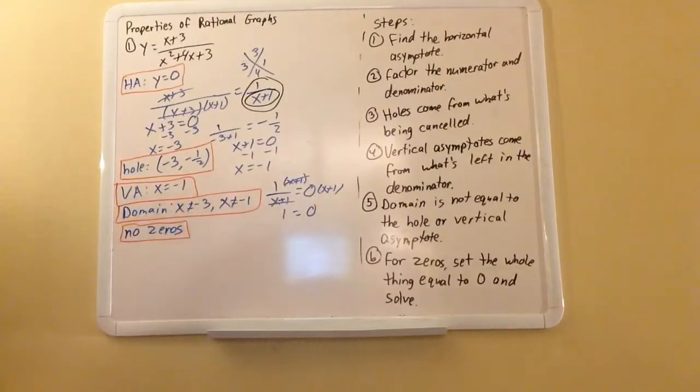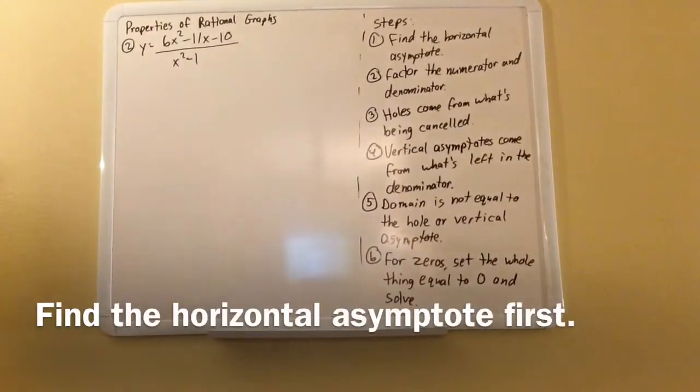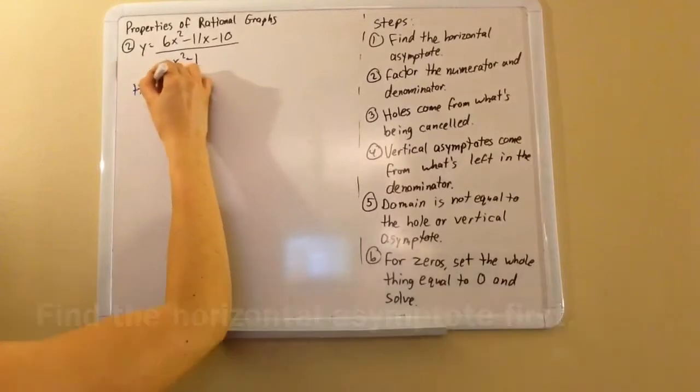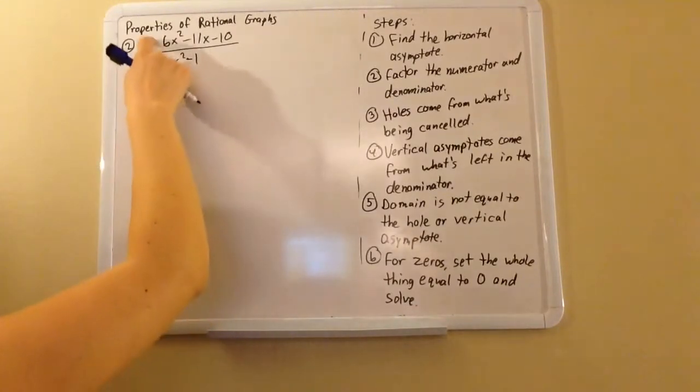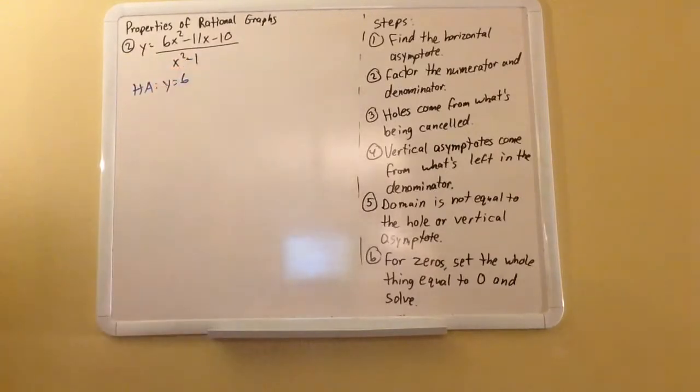Alright, so that was our first example. I will give you guys a couple more, and then we'll do the bonus question. Here's our second example. So again, we want to find the horizontal asymptote first. We look at those exponents, the degree of the top and the degree of the bottom. They're the same, so I'm going to divide the leading coefficients. So 6 divided by 1, so it's y equals 6.